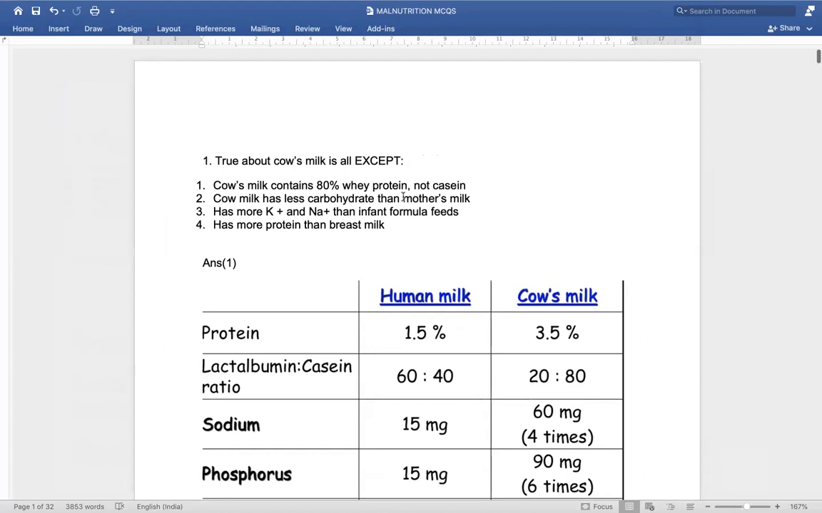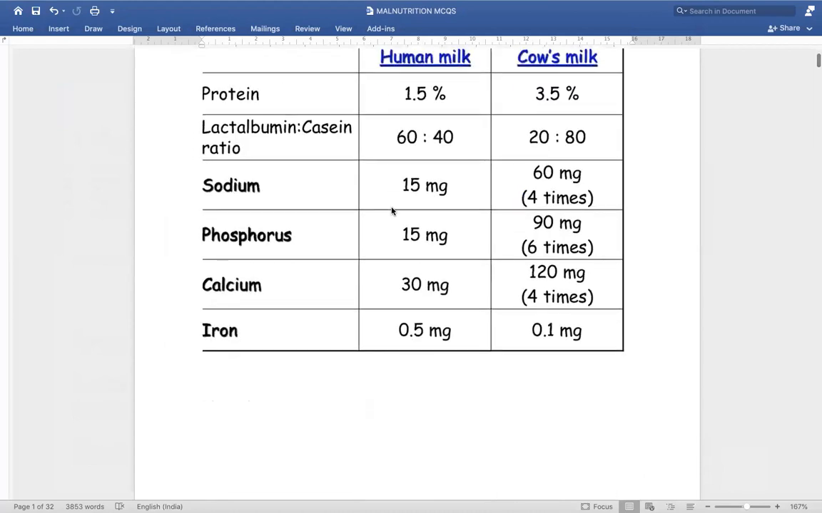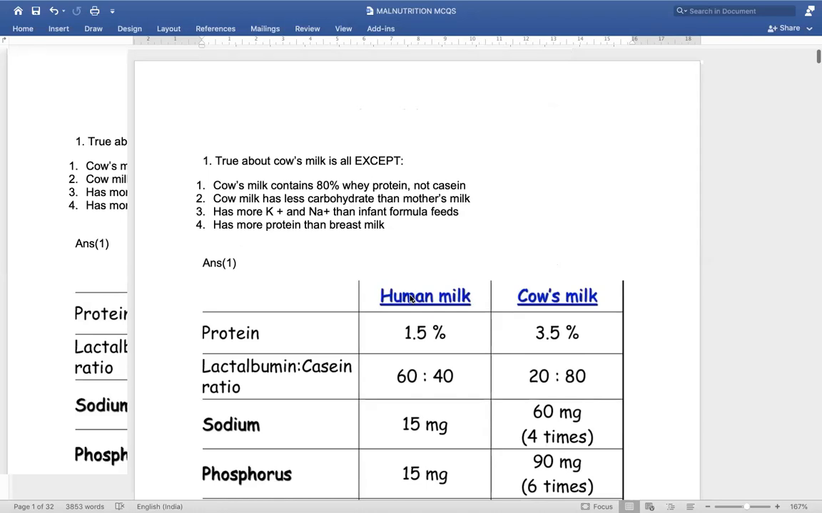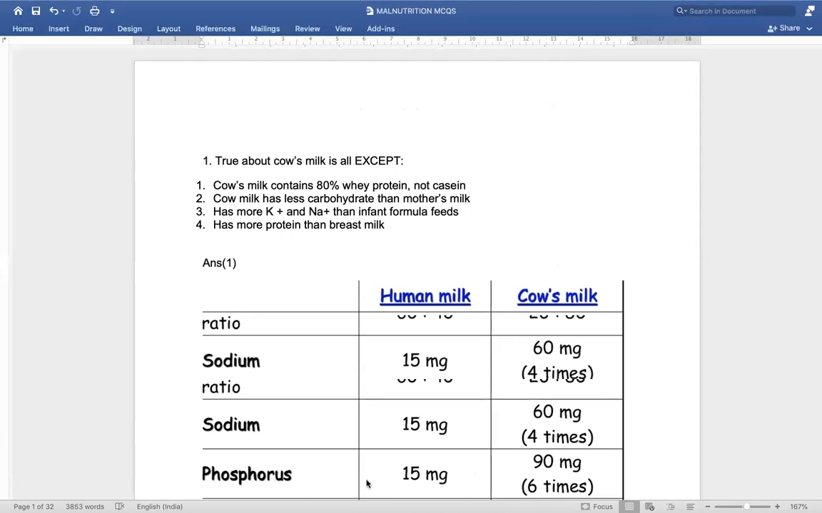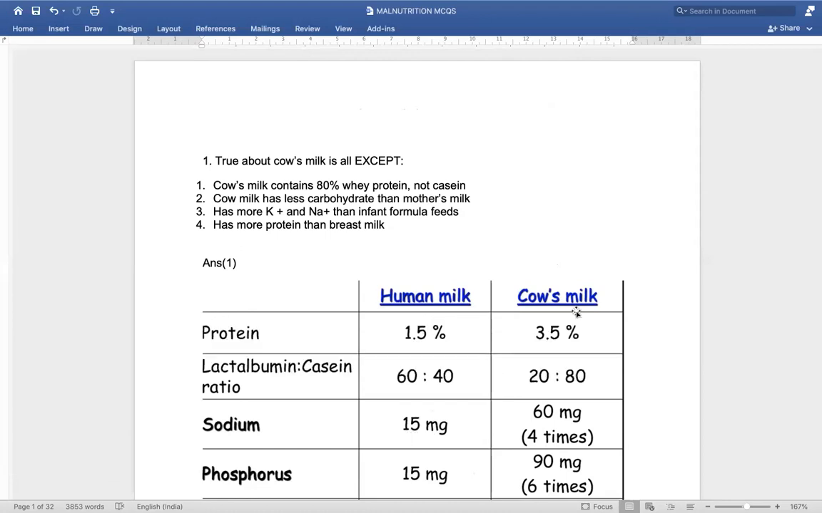So we'll be starting mainly on nutrition, mainly malnutrition, breast milk, its components, and what are the questions that can be asked in malnutrition, and some of the micronutrients also we will cover, and we'll try to solve as many MCQs as possible. Am I audible to everyone? Okay. So let's start with the first question.